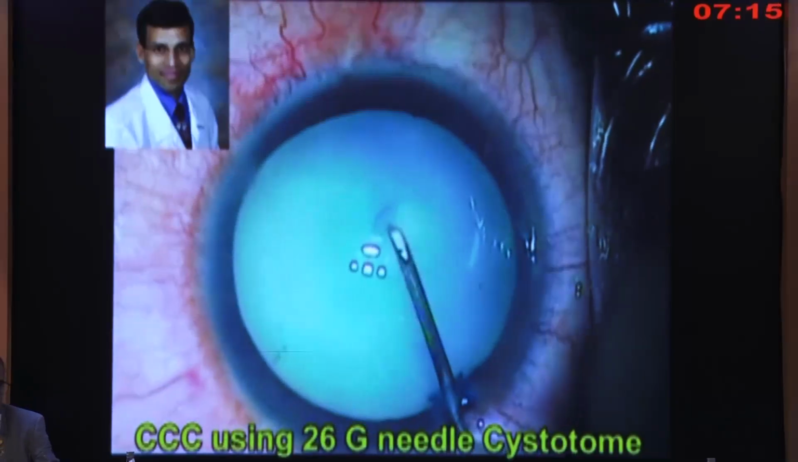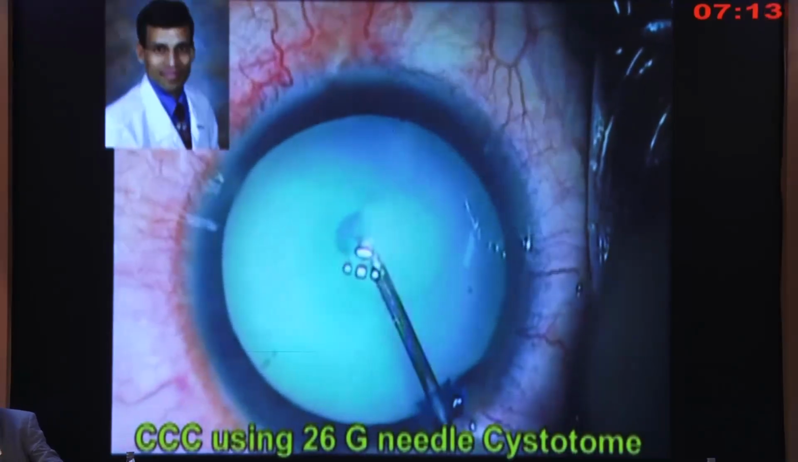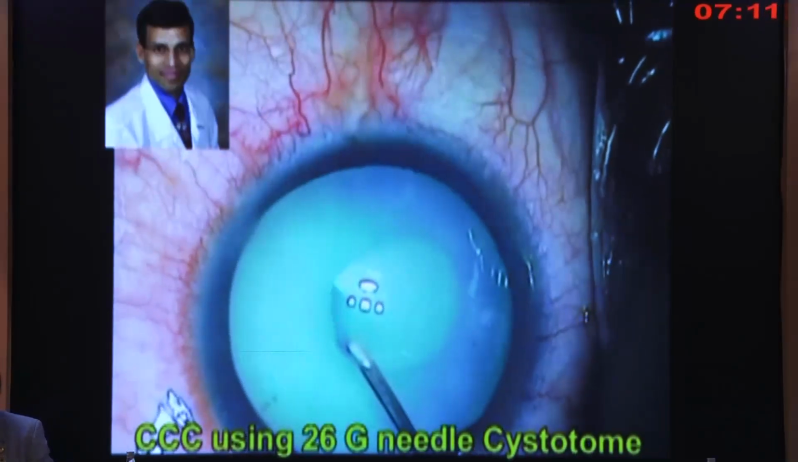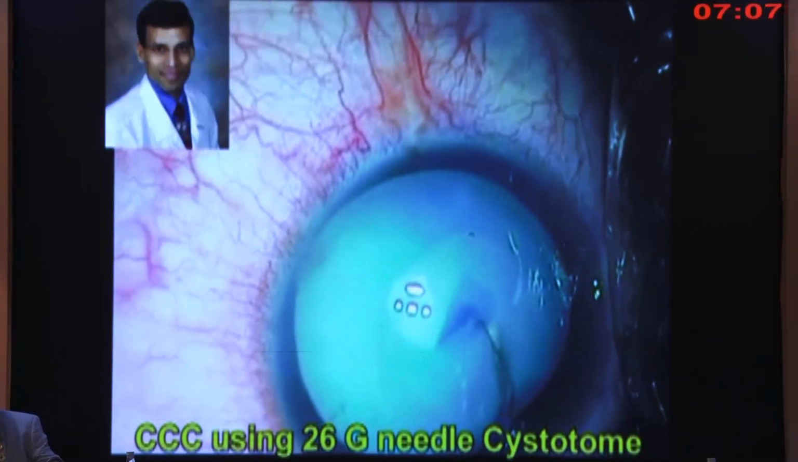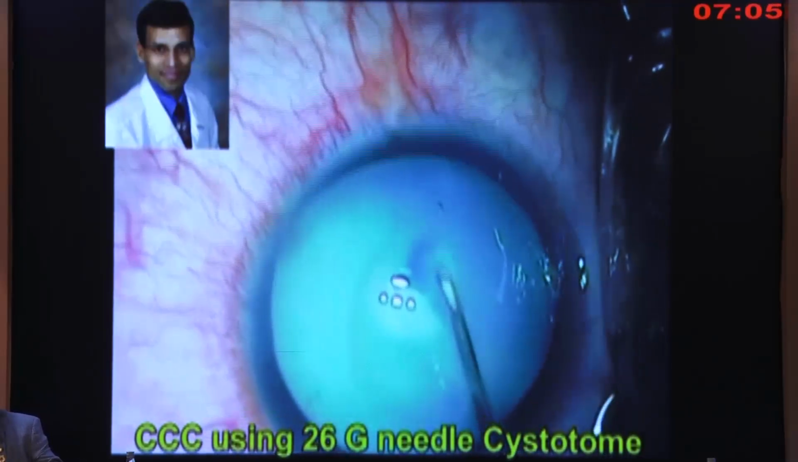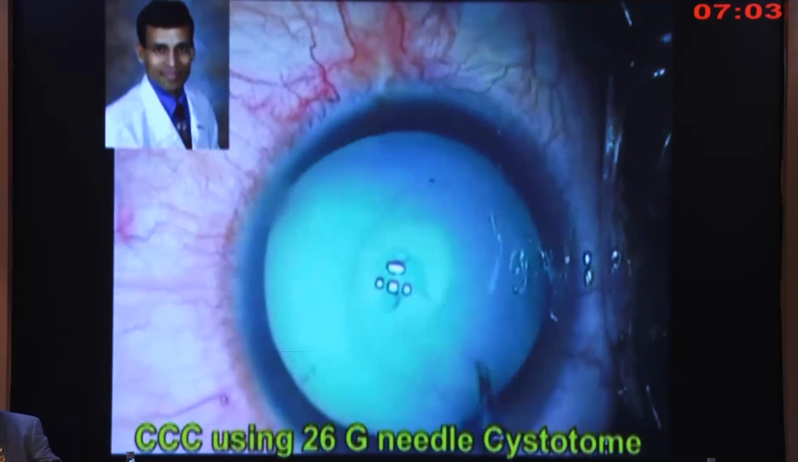So in India, white cataract, white intumescent cataract is not uncommon because of the long-rooted belief that cataract should be operated only after it ripens. So in such cases, you have seen that the rexis may go erratic.